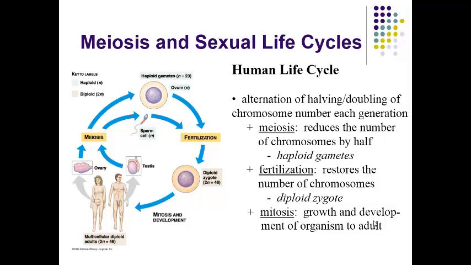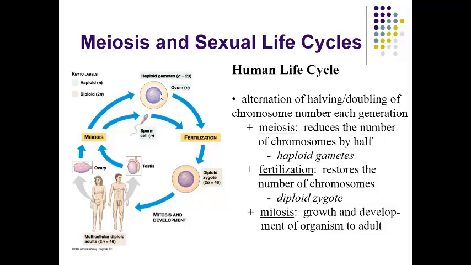Multicellular diploid organisms are going to go through the process of meiosis. Meiosis takes place in the gonads, the male testes or the female ovaries. Meiosis is going to cut the chromosome number in half and is going to create haploid gametes. Haploid gametes have half the number of chromosomes. The male testes produce sperm, the female ovaries produce ova or eggs.